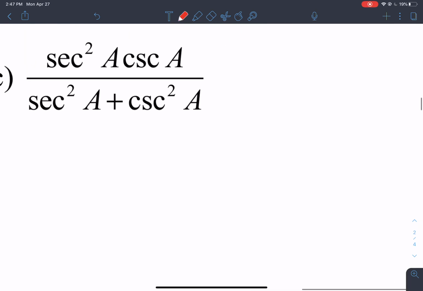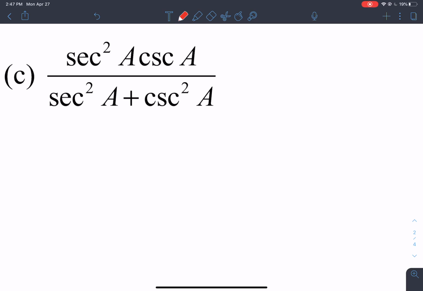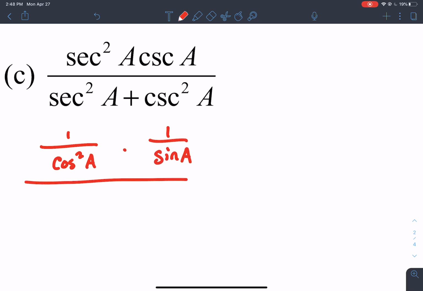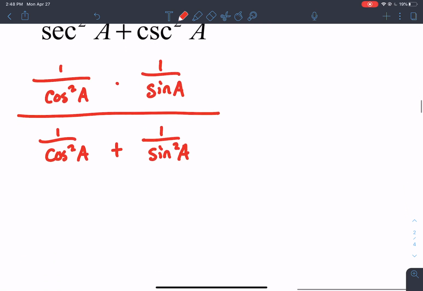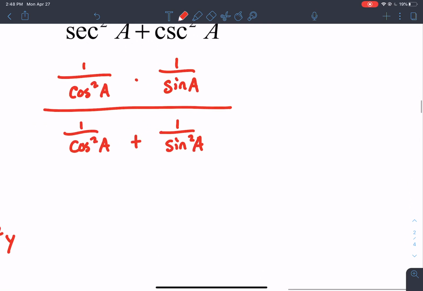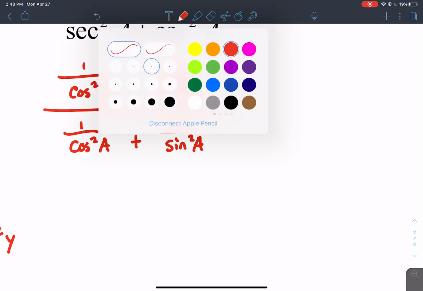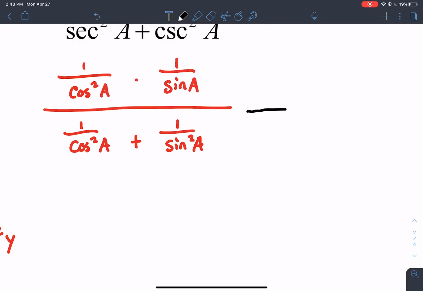And then the third one, here I am going to change everything to sine and cosine. So I got 1 over cosine squared A times 1 over sine, over 1 over cosine squared plus 1 over sine squared, right? So what do I need to multiply so that all my fractions get eliminated? Obviously sine and cosine, but I need to multiply by the one with the highest exponent because that'll help me eliminate those terms. So I'm going to do sine squared and cosine squared.